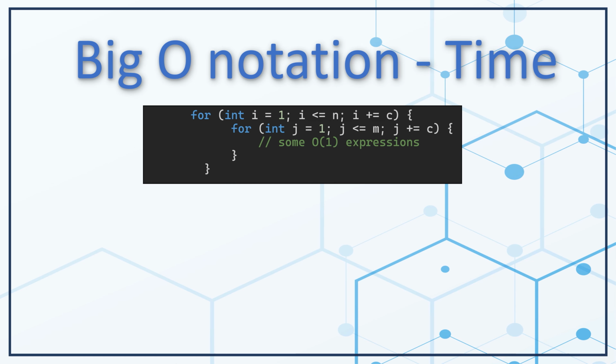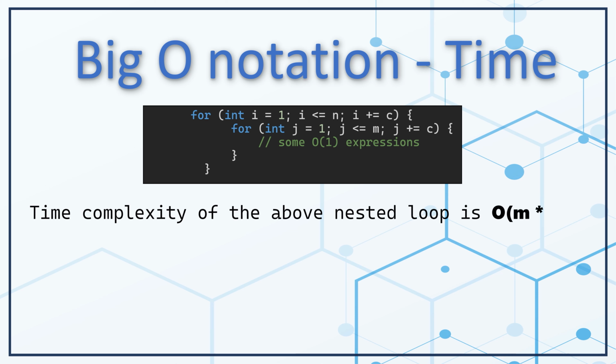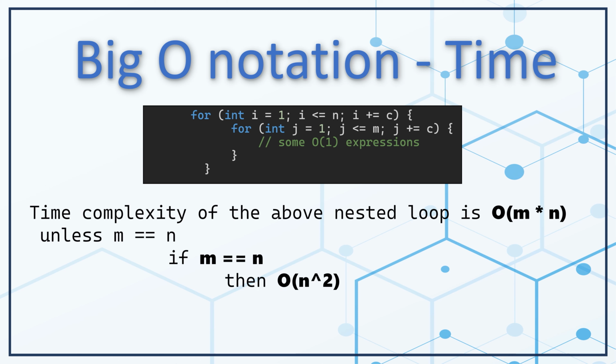Now let's see how to calculate the time complexity with some examples. Let's consider this example. Here we have two for loops nested inside each other, one which will run for n times and the other which will run for m times. Here the time complexity is m times n, unless m equals n.